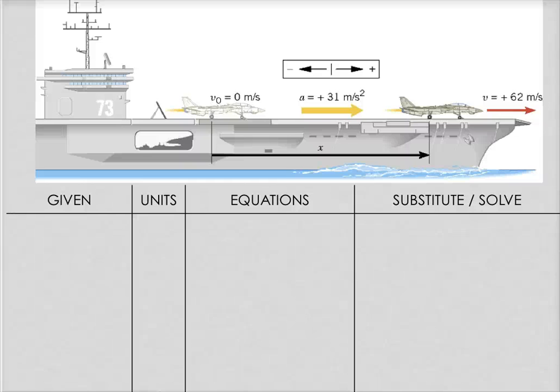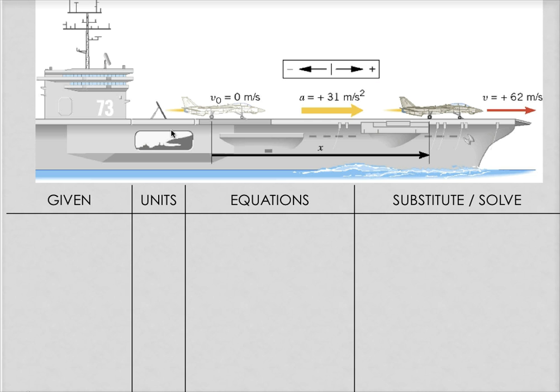All right, sometimes you will be solving problems where you do not have the period of time during which acceleration took place. And technically, you can find time if you know your acceleration and two velocities. But that would mean an extra step. In this particular example, I'm trying to figure out the length of the runway on a ship that carries aircrafts.